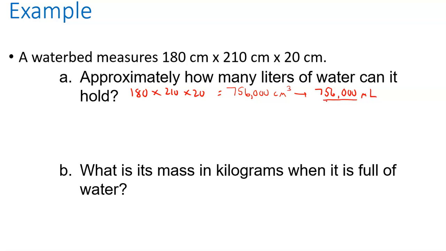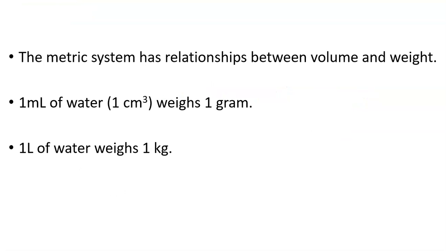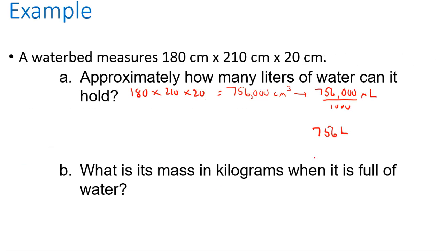Well, divide it by 1,000. And I end up with 756 liters of water that this thing can hold. Right, how much does that weigh? Well, back here we had said that a liter weighs a kilogram. So if 756 liters is what this bed holds, then its mass is 756 kilograms.